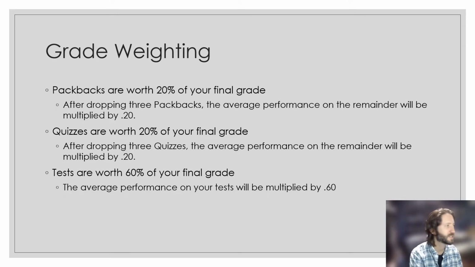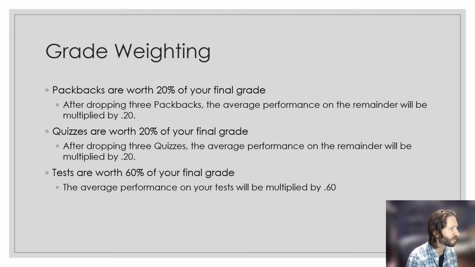So the weighting of your grades in the class. Packbacks, those 12 packback assignments that you have, I drop 3, so that gives you 9. Those are worth 20% of your final grade. So after dropping 3 packbacks, whatever your average score is on all the rest of your packbacks, that's going to be multiplied by 0.2. That'll give me the packback portion of your final grade.